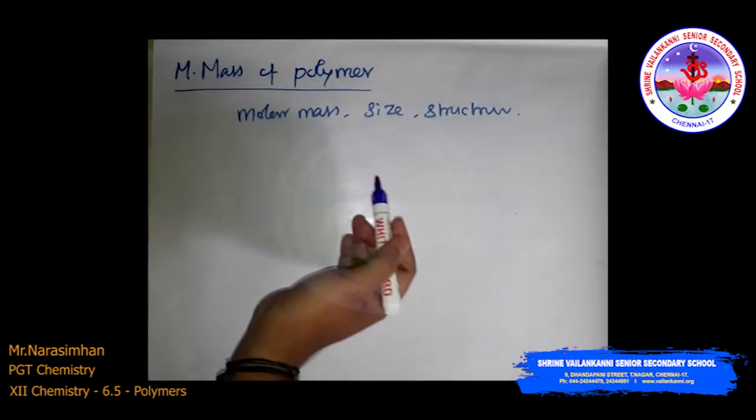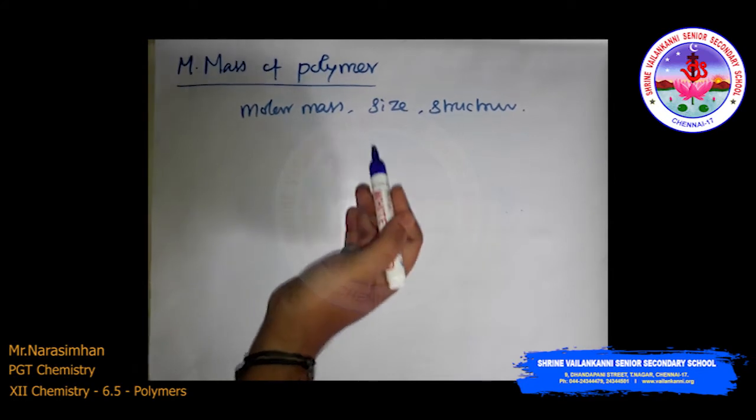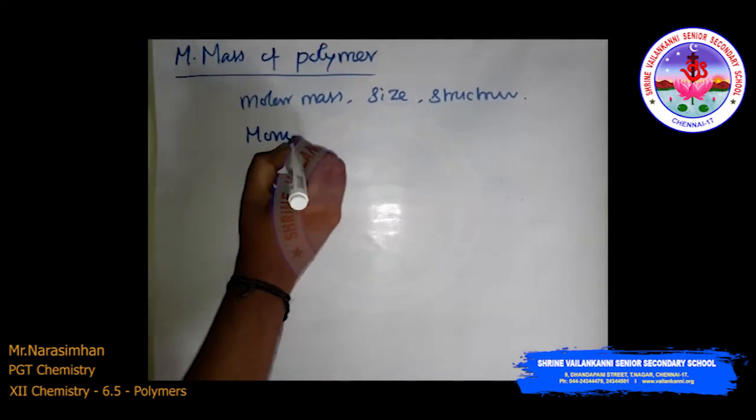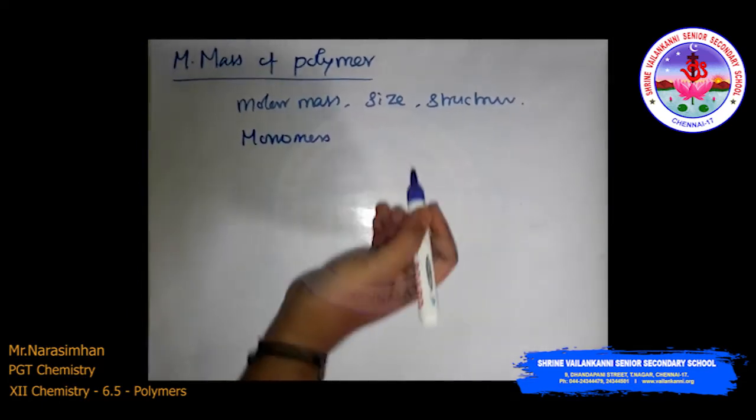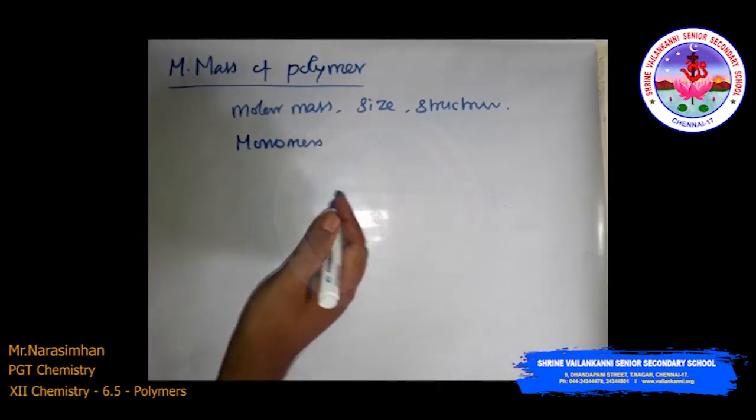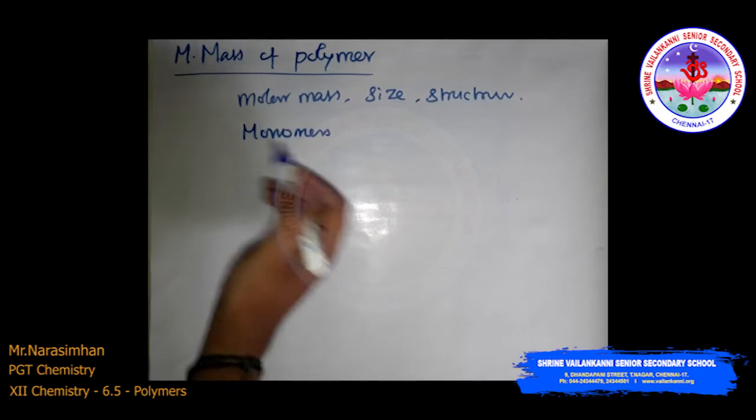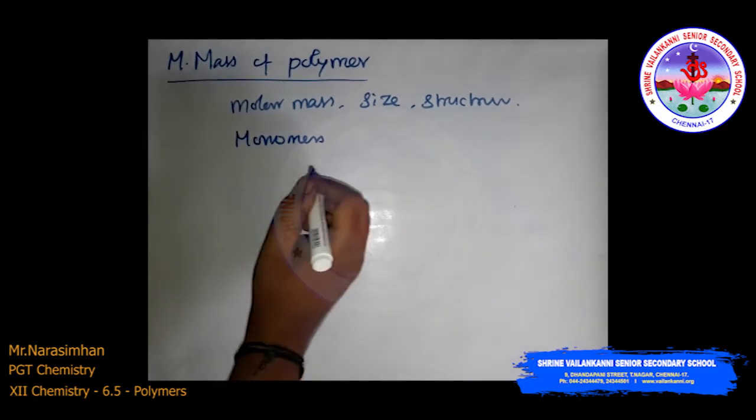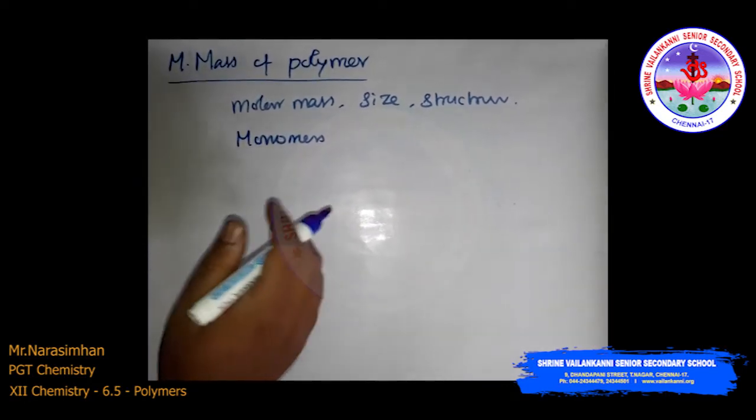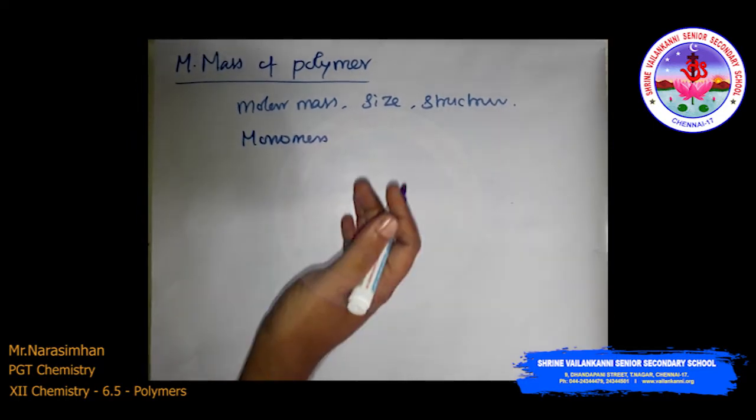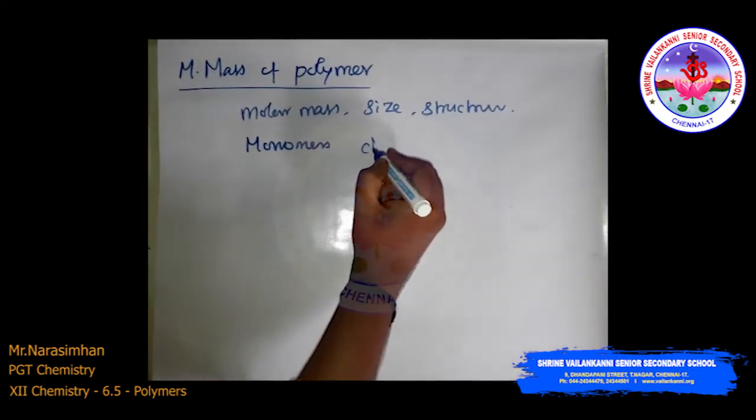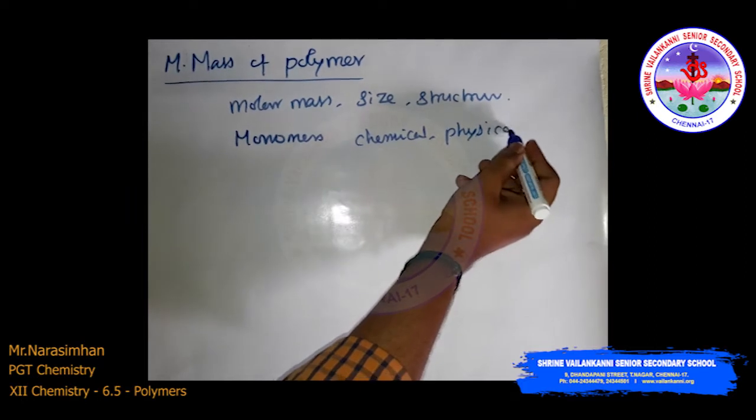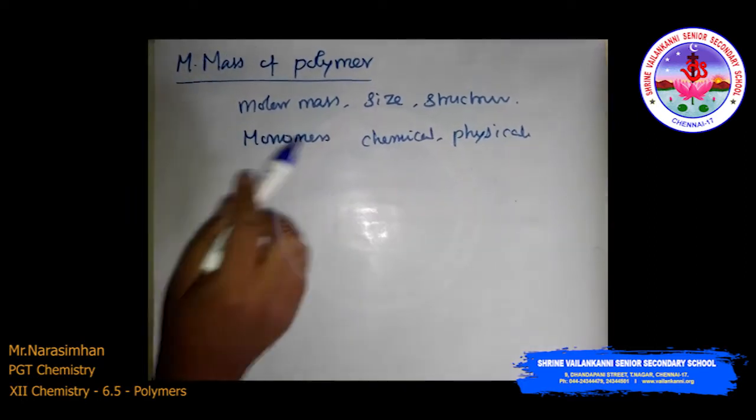Then the growth of the polymer chain. The growth of the polymer chain during the synthesis depends upon the availability of the monomer in the reaction mixture. The polymer sample contains polymer chains of varying length, and hence molecular mass is always expressed as an average. We cannot determine the accurate mass, only the average molecular mass. The mass of the polymer can be determined by chemical and physical methods. So these are the molecular mass of polymer.